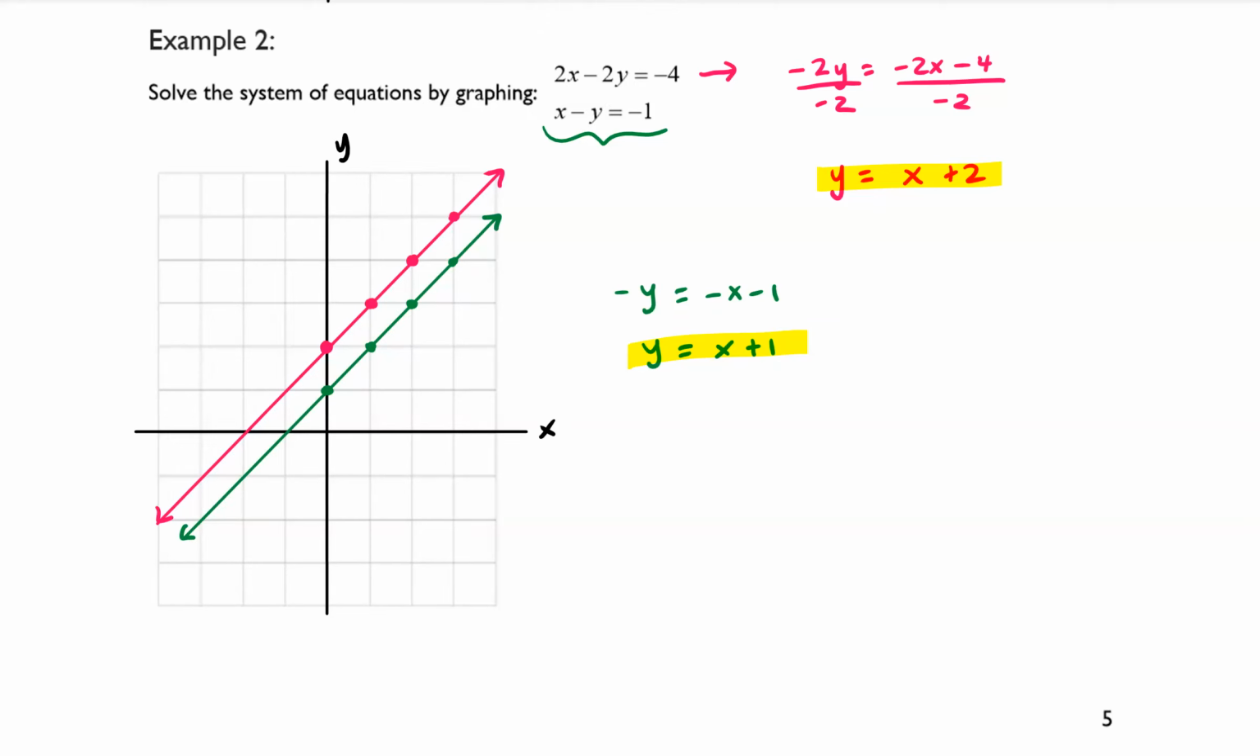Now notice they have the same slope, so they're not going to intersect. And that means that this has no solution.